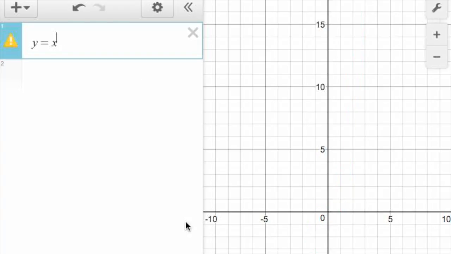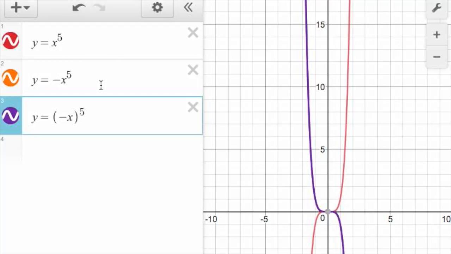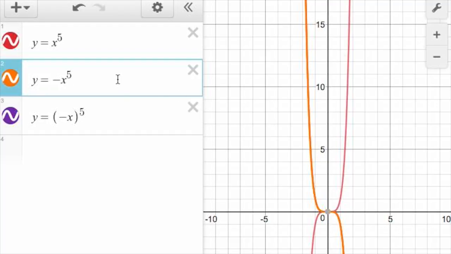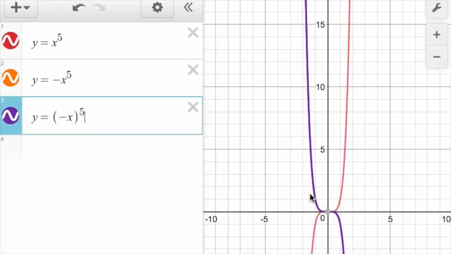Let's look at y equals x to the power of 5. Looking at the orange graph, that is the reflection in the x-axis, and looking at the reflection in the y-axis, the purple function here, it looks like they're both the same. So yeah, we just have to see algebraically if this is true.